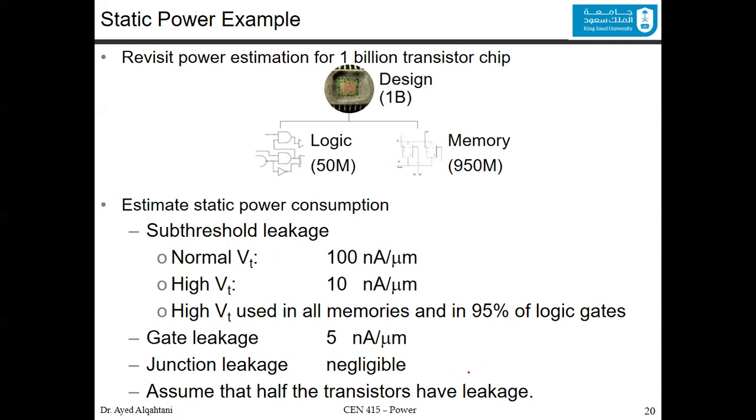Why are we making this assumption? Because we don't know how the transistors are leaking. We have billions of transistors. Some of these billions of transistors will have high leakage, and some of them will have low leakage because of the process variation. So to be fair, the assumption that we are making is that half the transistors will have the leakage as we specified, and half of them have no leakage because of this process variation.